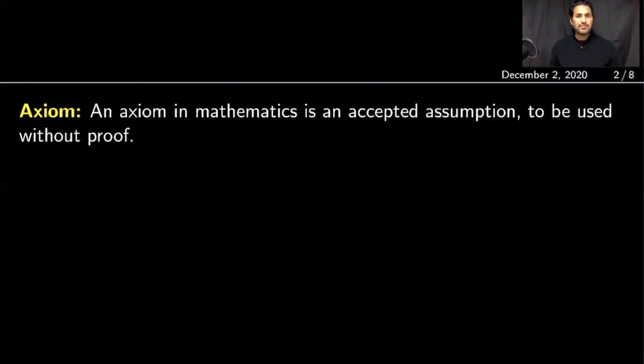Axiom. An axiom in mathematics is an accepted assumption to be used without proof. These assumptions in mathematics are so obvious, or so intuitively clear, that we do not need any proof of the assumption. For example, if I say that 1 plus 1 is equal to 2, this is an assumption in mathematics that the sum of 1 plus 1 is always equal to 2. This assumption is so fundamental that we don't need to prove why the sum of 1 plus 1 is equal to 2.